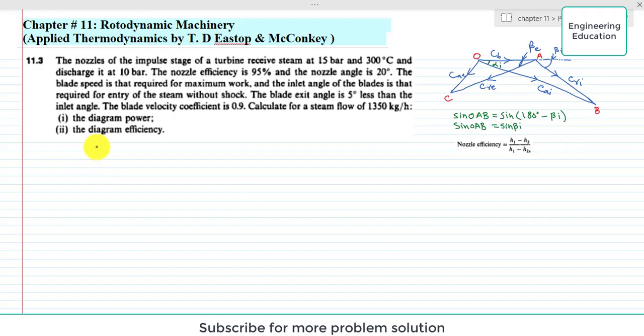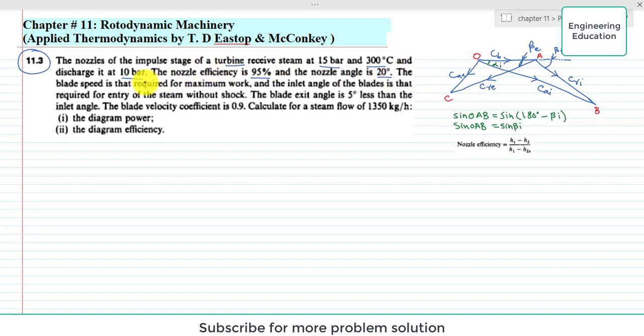This lecture is about the solution of problem 11.3, chapter 11, Rotodynamic Machinery, book Applied Thermodynamics by Eastop and McConkey. The statement of the problem is: the nozzles of the impulse stage of a turbine receive steam at 15 bar and 300 degrees centigrade and discharge at 10 bar. The nozzle efficiency is 95% and the nozzle angle is 20 degrees.